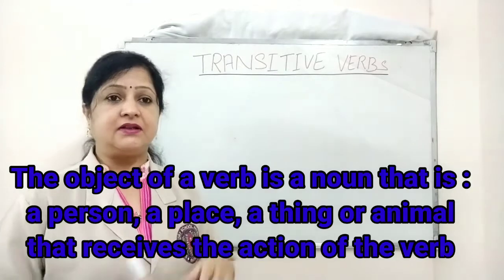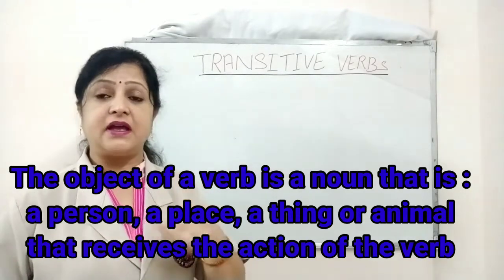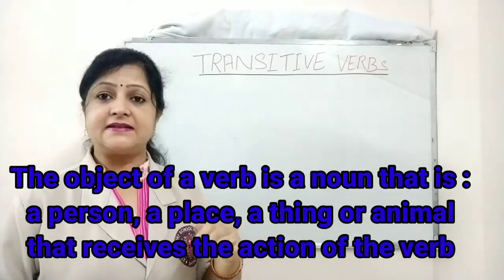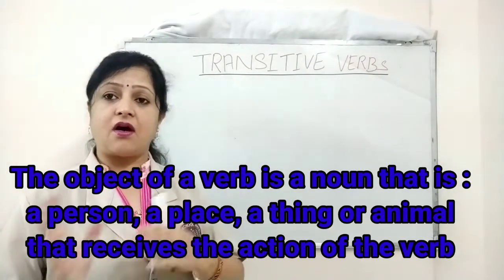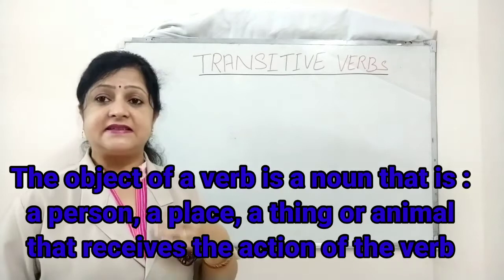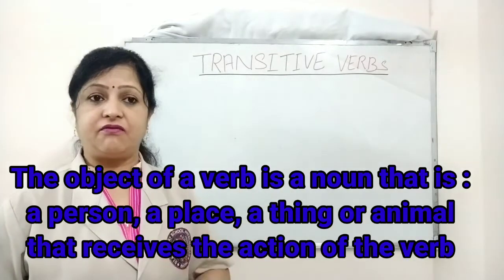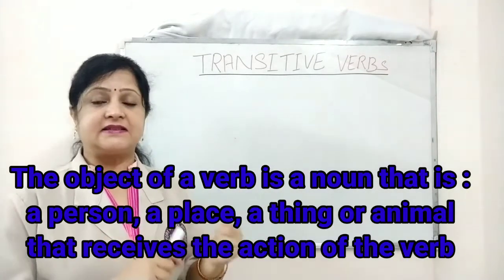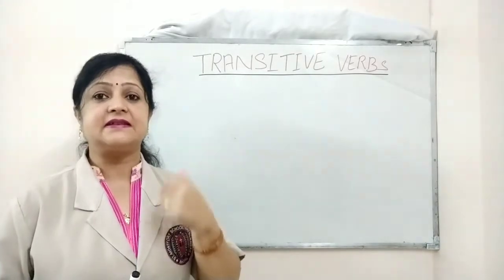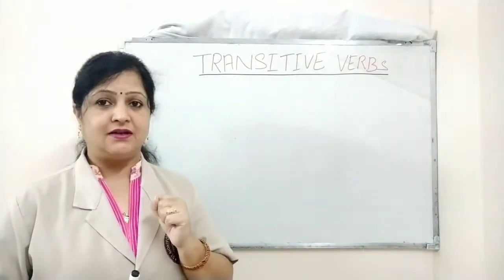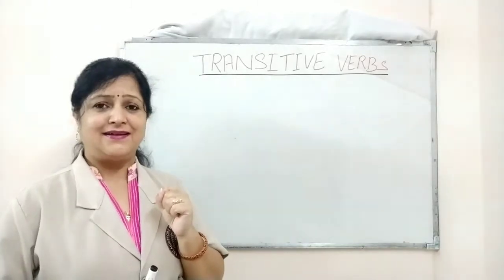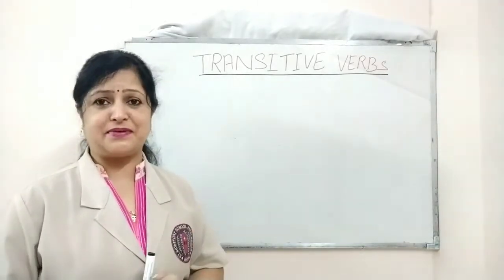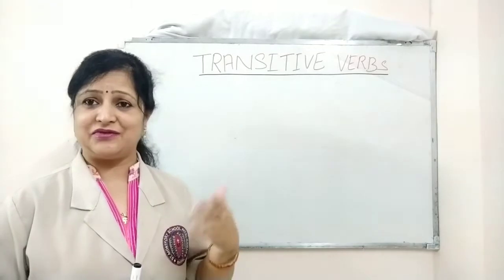In grammar, the object of a verb is a noun, that is a person, a place, a thing or an animal, that receives the action of the verb. And a transitive verb always takes an object. You might be confused at what I am saying here, so let's take some examples to understand it well.